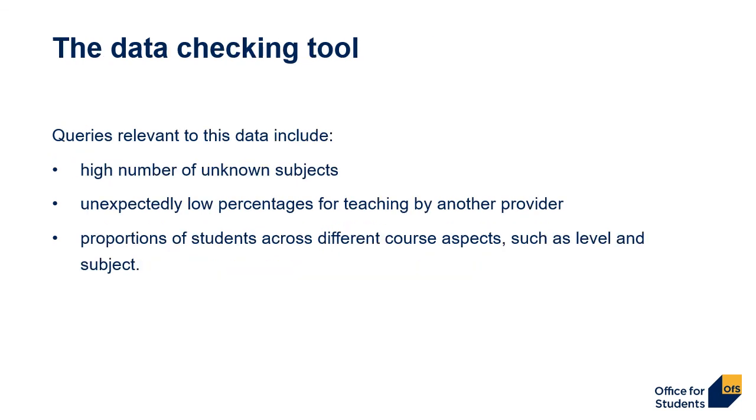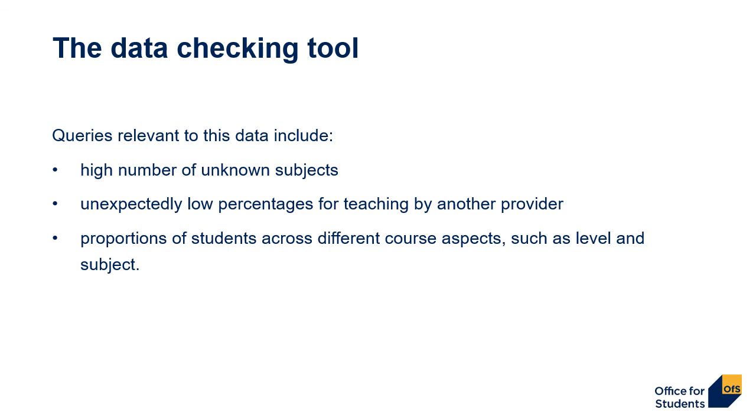We make available a data checking tool each year, and there are various queries within this that we hope will help you in checking your course data. We will highlight when we are unable to identify subject for individual students. Ideally, we'd like you to check each of these, identify the reason for this, and make corrections to the data so that subject can be determined.